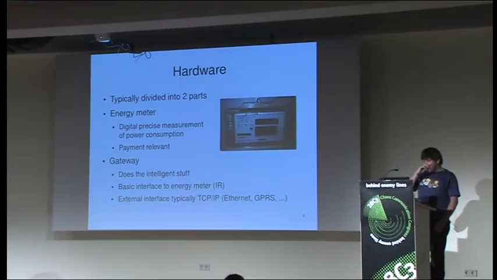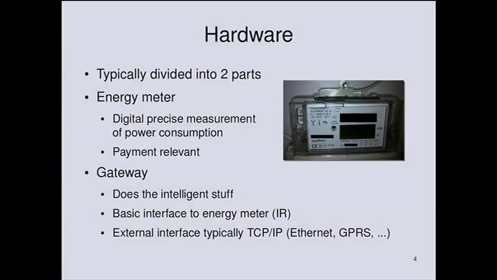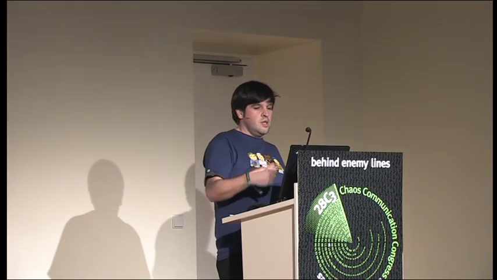So what is the hardware for a smart meter? The hardware is typically divided into two parts. You have an energy meter, which is shown in this picture. It's a digital measurement instrument, and this is the really payment-relevant device, which is in your cellar. It works like the analog one you had before. And maybe it has the possibility to switch between different prices and show the amount for different times of the day.